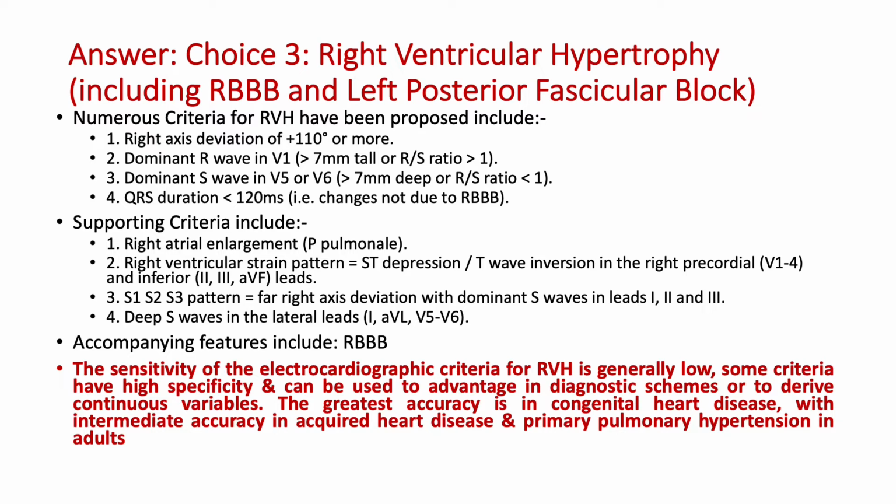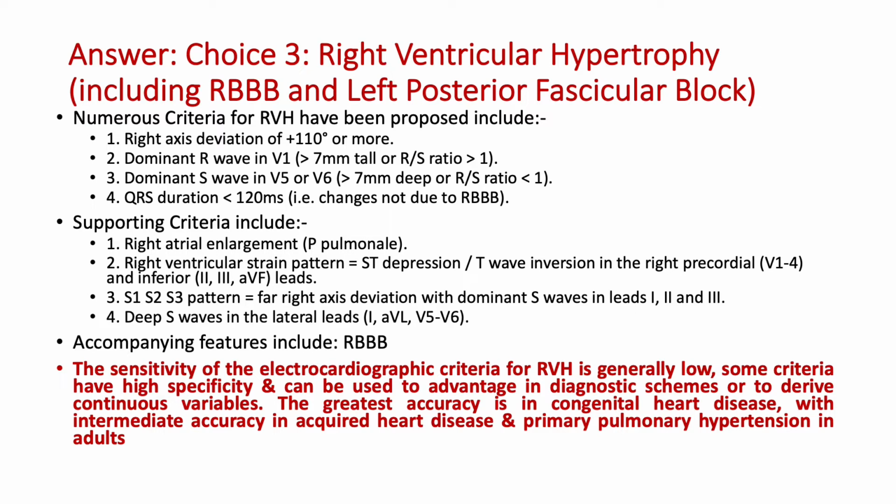There are numerous criteria for right ventricular hypertrophy, and these include right axis deviation of 110 degrees or more, a dominant R wave in lead V1, which is greater than 7 millimeters tall, or an RS ratio greater than 1, a dominant S wave in V5 or V6, which is greater than 7 millimeters deep, or an RS ratio less than 1, and a QRS duration prolonged but less than 120 milliseconds. That is, these changes are not due to right bundle branch block.